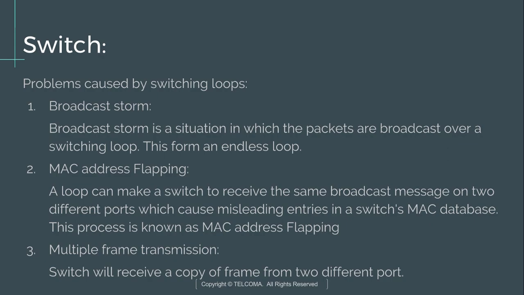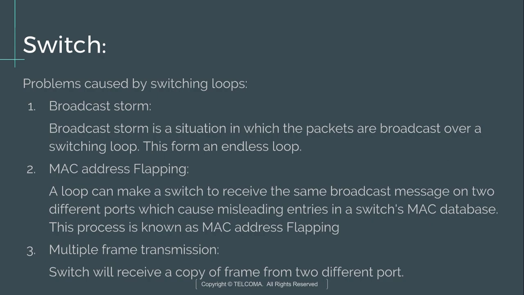The next is the problem caused by the switching loop. So the switching loop causes three problems: first is broadcast storm, second is MAC address flapping, and third is multiple frame transmission. So first is broadcast storm. A broadcast storm is a situation where packets are broadcast over the switching loop and they remain in the network forever and form an endless loop.